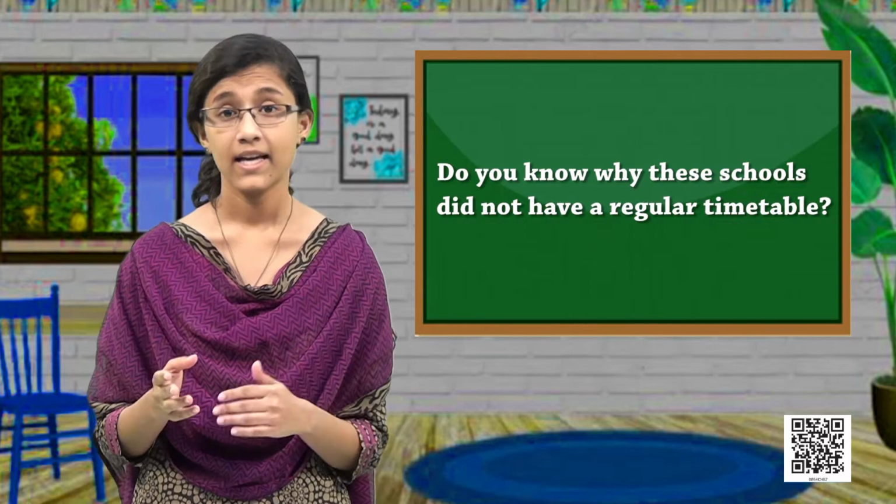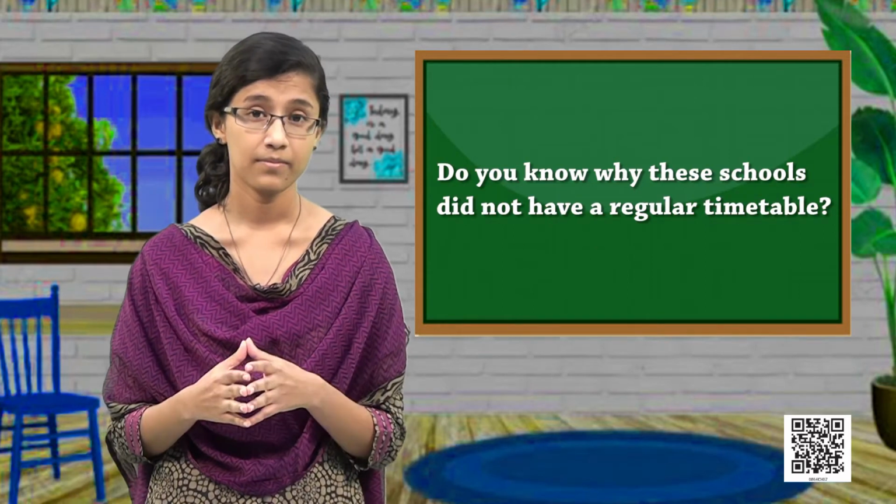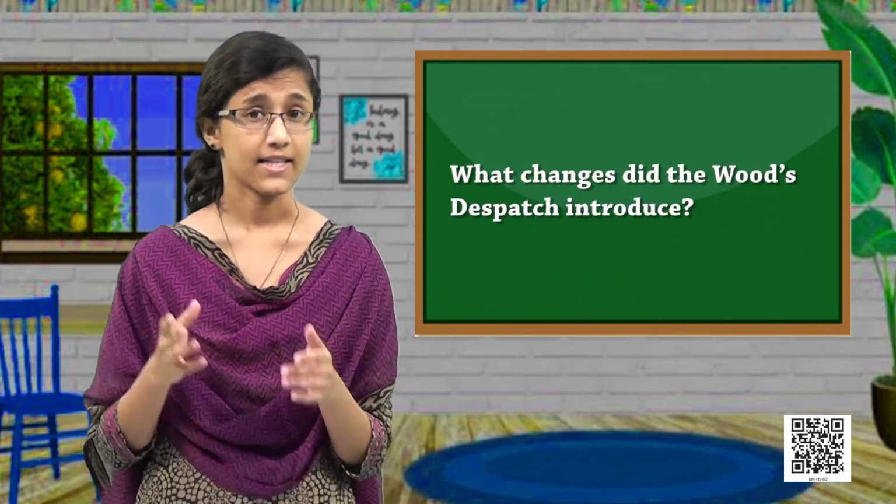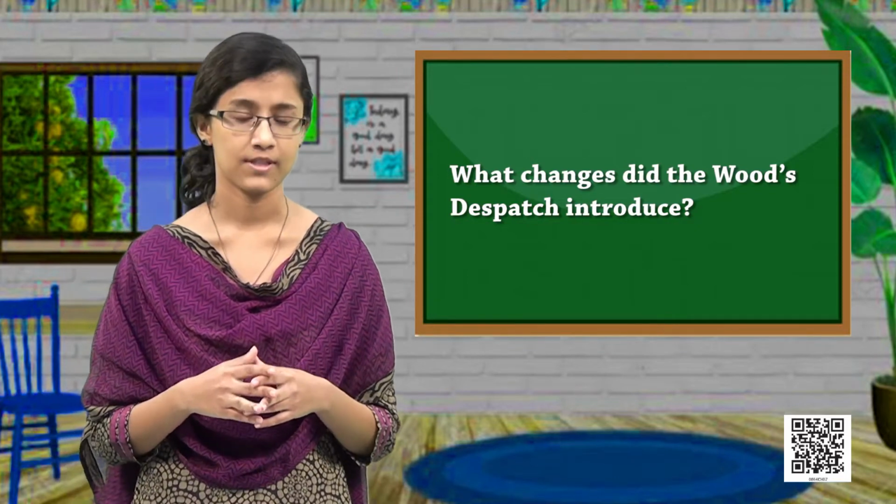Do you know why these schools did not have a regular timetable? There were students from almost all parts of the society in the school, and some of them had to help their families so that they would have food and shelter. The timetable was made flexible so that it could be changed according to the collective needs of the students. For instance, classes were not held during harvest and only resumed after all the activities related to the harvesting were done.